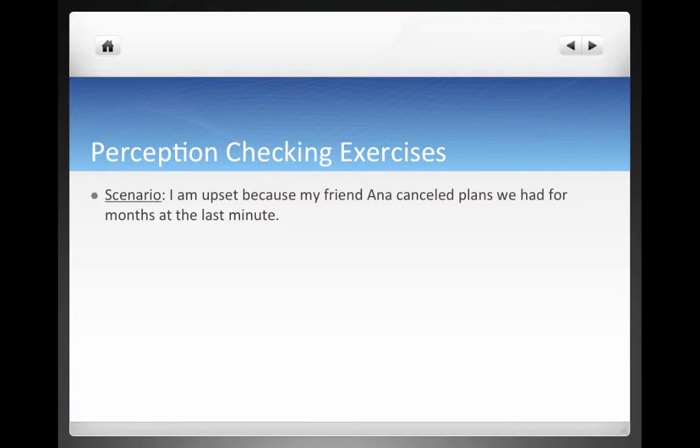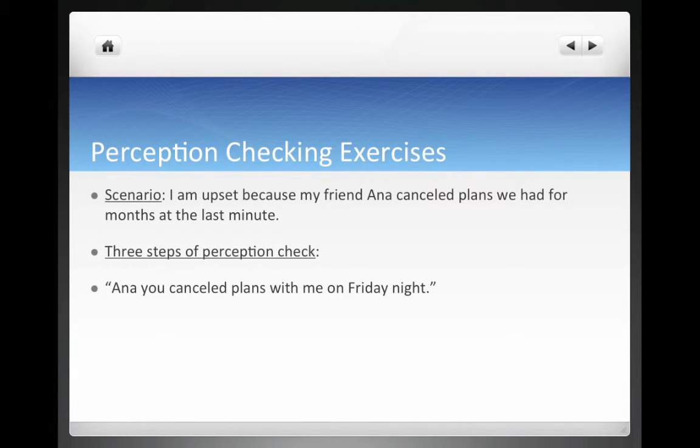The scenario is, I'm upset because my friend Anna canceled plans we had made for months at the last minute. So let's follow the 3 processes we mentioned. Let us apply the elements of perception checking. The first step is, Anna, you canceled the plan with me on Friday, and that's a clear description of the behavior.